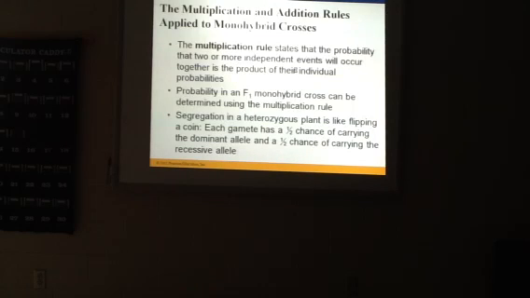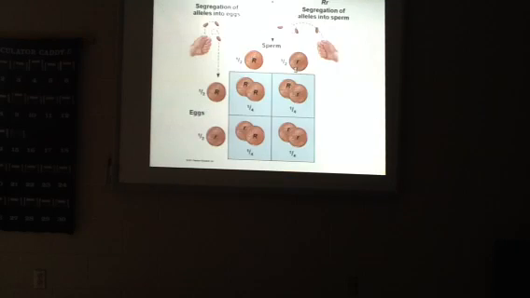Segregation in a heterozygous plant is like flipping a coin. Each sex cell has a half chance of carrying the dominant allele and a half chance of carrying the recessive. So, in the example of flipping a coin, you have a half chance of dominant, half chance of recessive, for each gamete, right? So you have a quarter chance of each of these choices: homozygous dominant, heterozygous, heterozygous, and homozygous recessive.